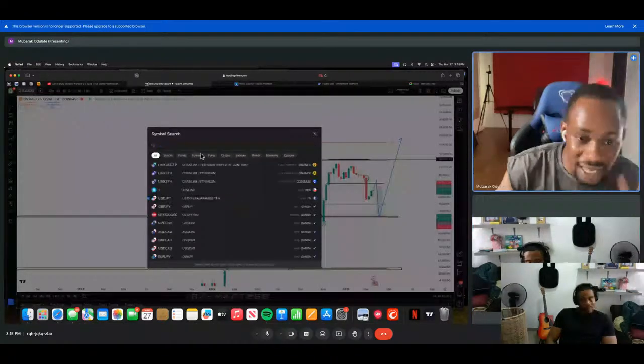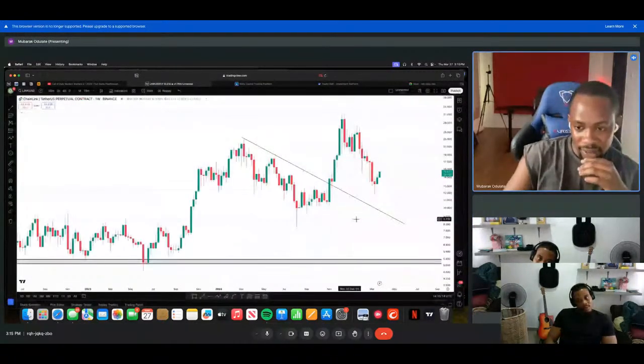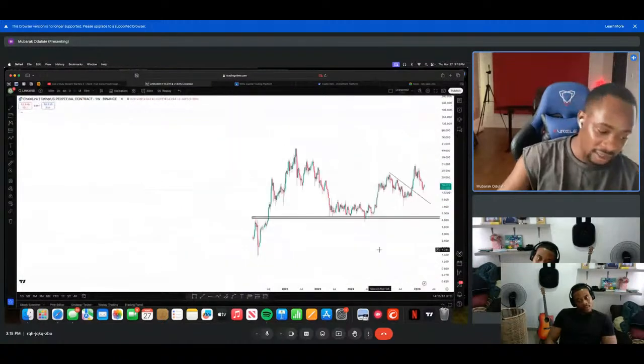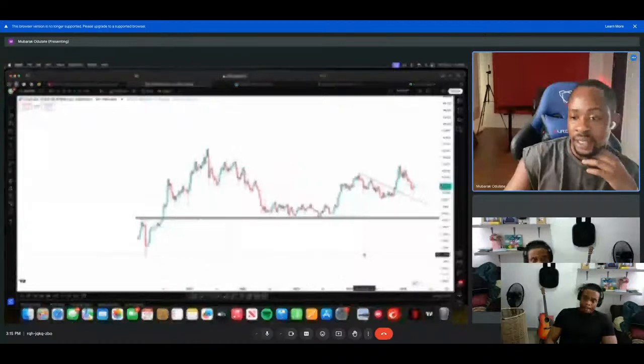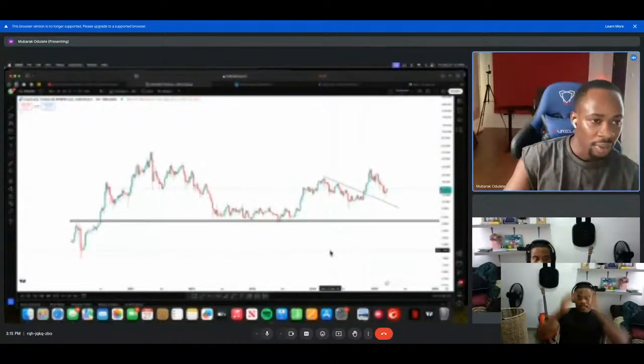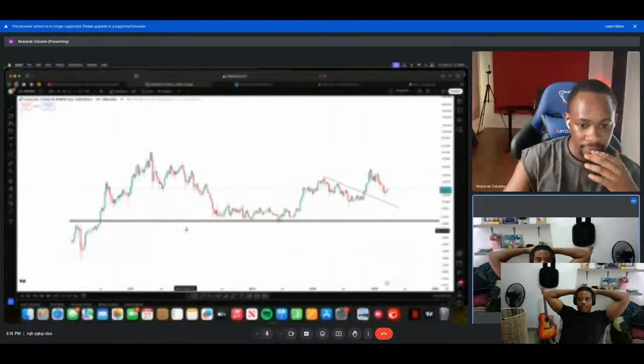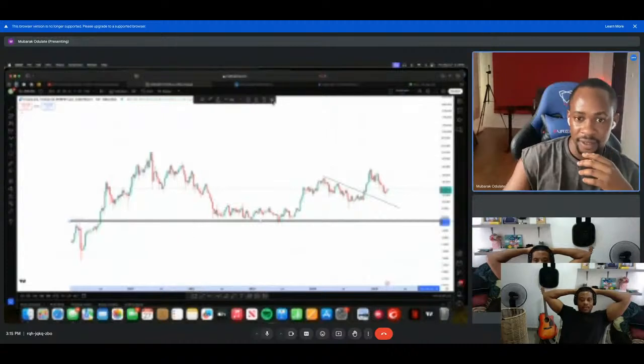Let me now go back. I was looking at that earlier on. I was like, this looks really nice, but I will not be selling the market. I'll be waiting for the bulls to start. This is the same pattern as well that happened beforehand. So it's very similar.